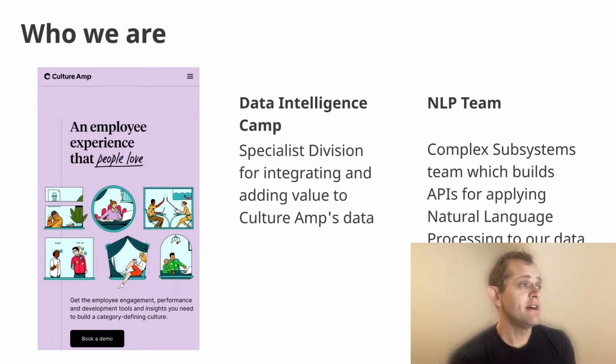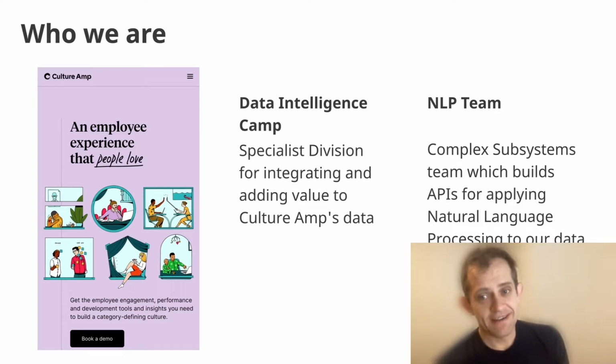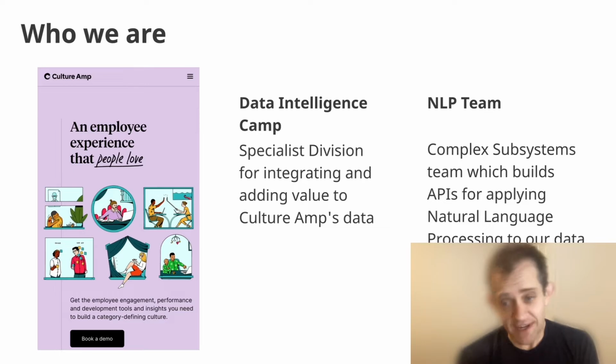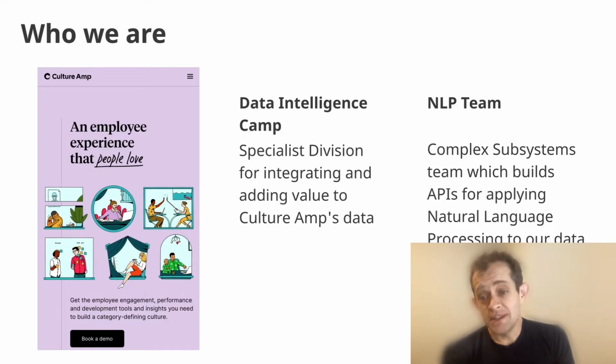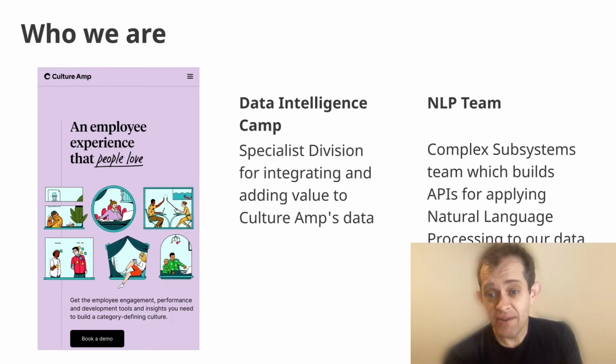But as to where I sit, we're in the data intelligence camp, which is the division in CultureAmp that specializes in getting the maximum value from our customers' data and eventually feeding those insights back to our customers to make their lives better. And within the data intelligence camp, I'm in the natural language processing team. So we're a complex subsystems team. We build APIs that sit behind user-facing products to run natural language processing tools over the textual data that comes from our end users mostly.